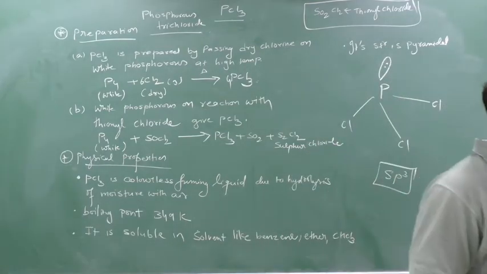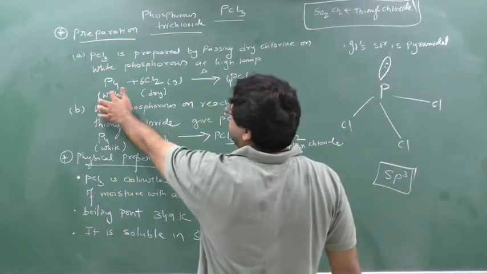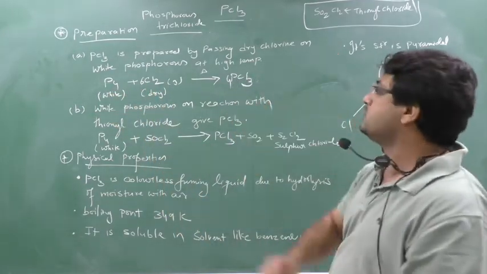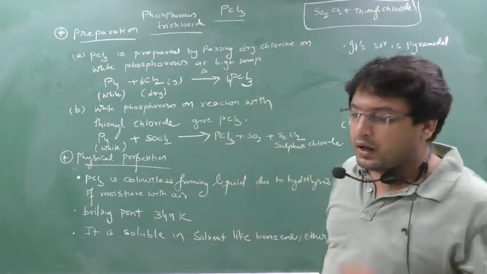There are two preparations for PCl3. First preparation is that PCl3 is prepared by passing dry chlorine on the white phosphorus at a very elevated temperature, at a high temperature. That's why P4 is reacted with Cl2. Chlorine is a gas, yes or no? Cl2, diatomic molecule. This all you know. So chlorine will obtain a what? PCl3. But here heating is required because the temperature is very high.